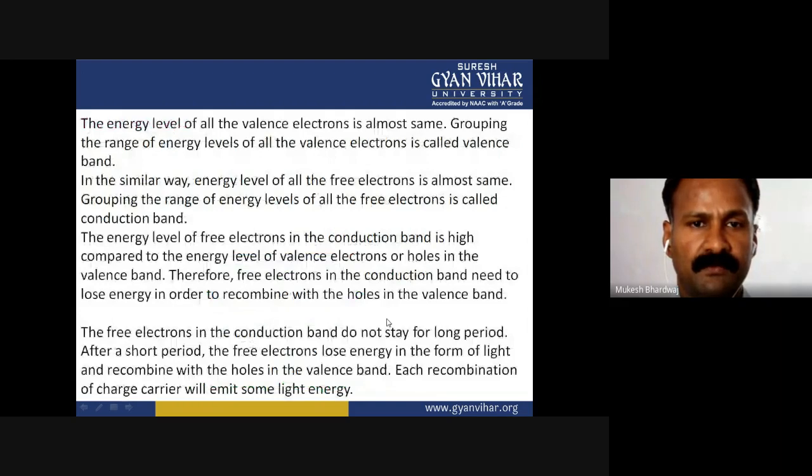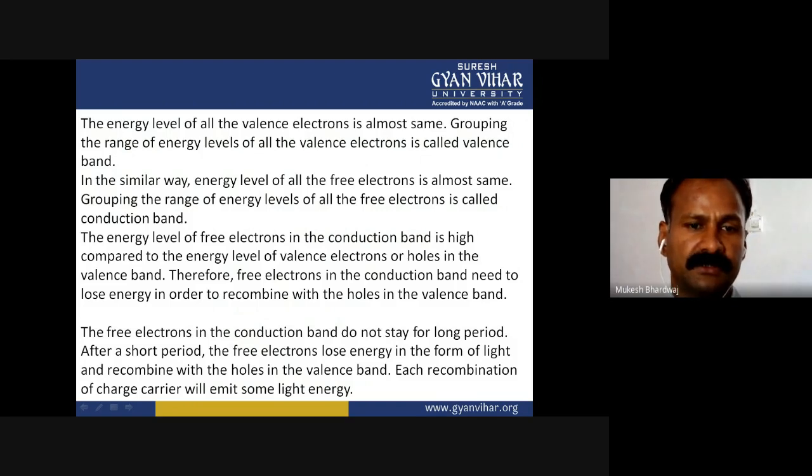The energy level of all the valence electrons is almost the same. Grouping the range of energy levels of all the valence electrons is called the valence band. In a similar way, the energy level of all the free electrons is almost the same. Grouping the range of energy levels of all the free electrons is called the conduction band. The energy level of free electrons in the conduction band is high compared to the energy level of the valence electrons or holes in the valence band.